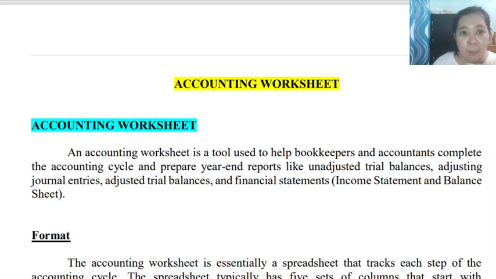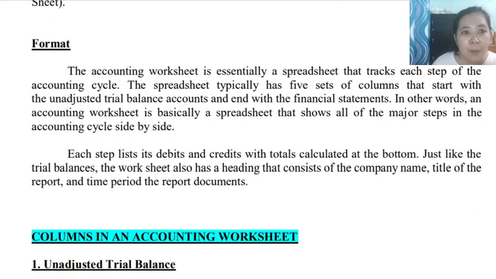But for our worksheet, you can prepare from the data our income statement and balance sheet, respectively. For the format, the accounting worksheet is normally a spreadsheet, also known as the 10-column worksheet. You can prepare this using Excel. So this will track each step of the accounting cycle.